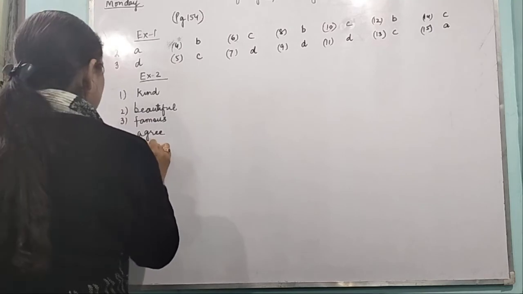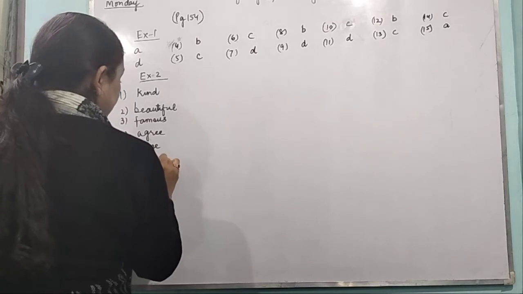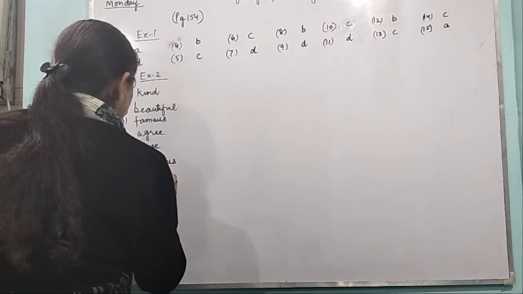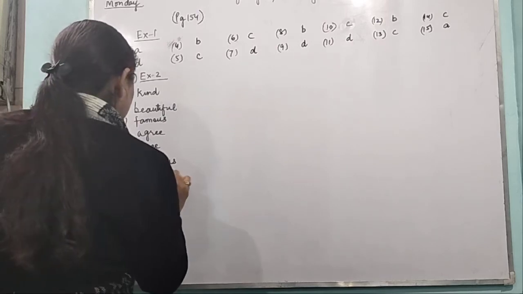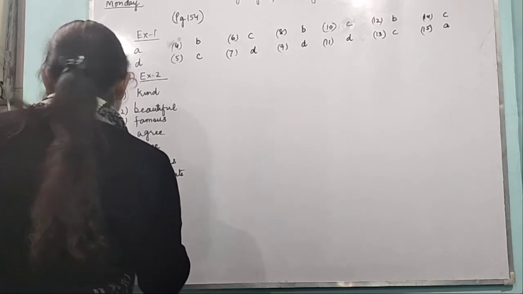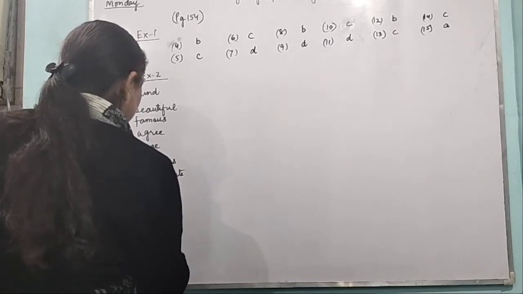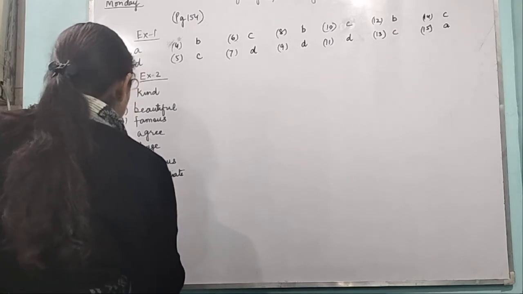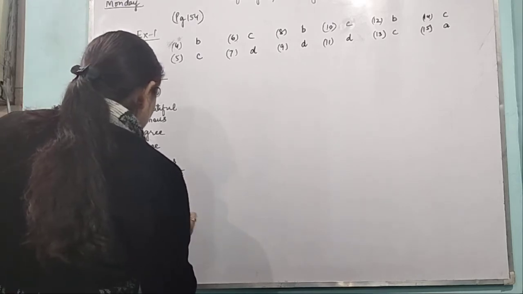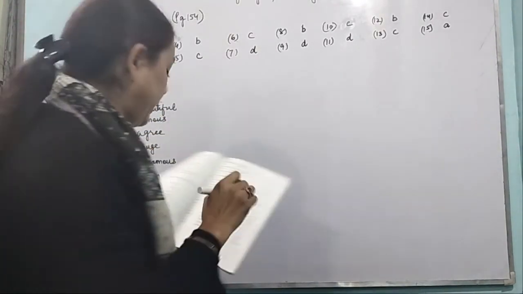Fifth one is huge. Sixth, infamous. Seventh, immediate. Evil, bizarre, and 10th is disgrace. So now I am going to write the answers in front of it so you can check it.